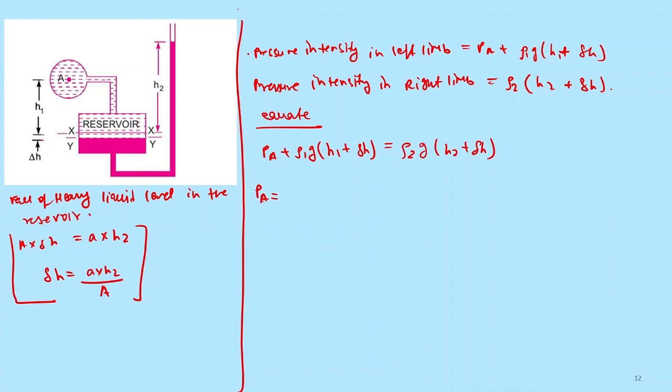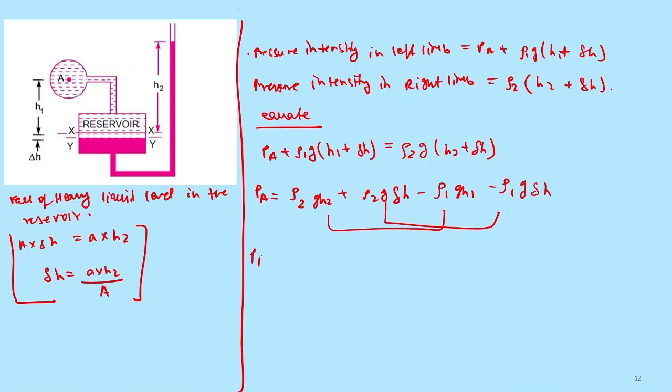So we can write PA equal to rho 2 GH2 plus rho 2 G del H minus rho 1 GH1 minus rho 1, that is rho 1 G del H. After solving this, we can write, like from this and this and this in this.